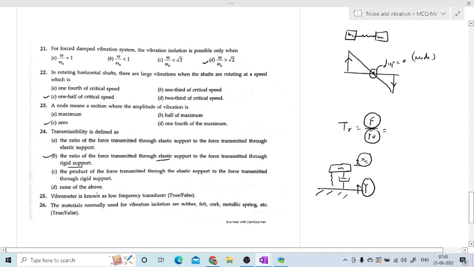बघा सुरुवातीला मी सांगितलं होतं in question 5-6 I think that vibrometers, they are working with the low frequency. So this one is true. Okay, and accelerometer works with the high frequency. The materials normally used for vibration isolation are: see, rubber, cork, metallic springs. So all the materials which will damp the vibrations are used for the vibration isolation. So rubber, felt, cork, springs, they are used for the isolation. So the answer is true.